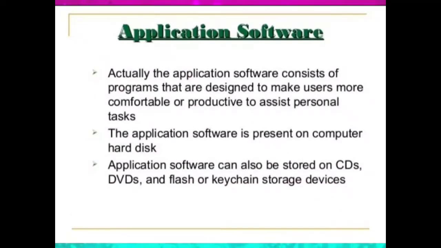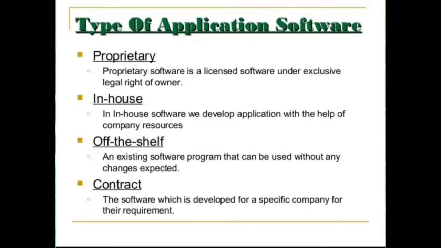Application software actually consists of the programs that are designed to make users more comfortable or productive, to assist personal tasks. The application software is present on the computer hard disk. Application software can also be stored on CDs, DVDs, and flash or keychain storage devices. Types of application software: proprietary. Proprietary software is licensed software under the exclusive legal right of the owner.